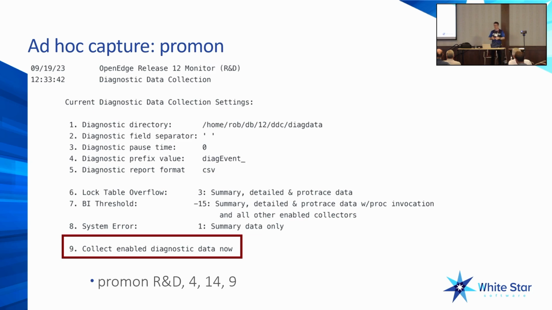So there's a whole screen in Promon dedicated to DDC, and as we see the option at the bottom, option 9, this is Promon R&D 414, it says collect enabled diagnostic data now. You can also see in this screen that the event levels, which I'm going to go into in a little bit, are summarized here helpfully. So it's sort of a decoder ring for the event levels, which can be a little bit confusing. And it also displays the values of those startup parameters that I talked about.